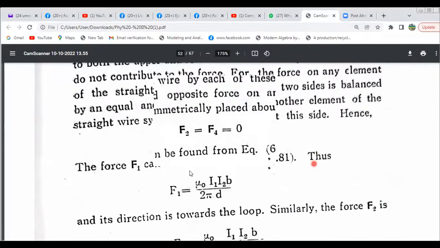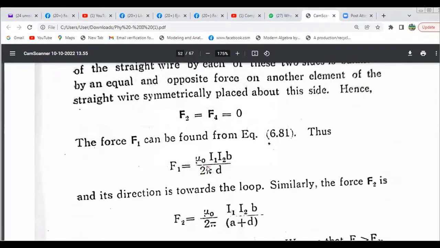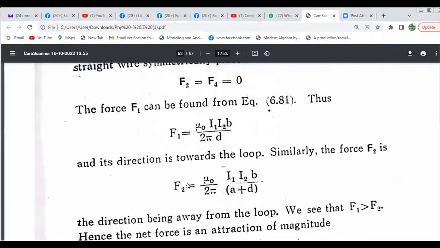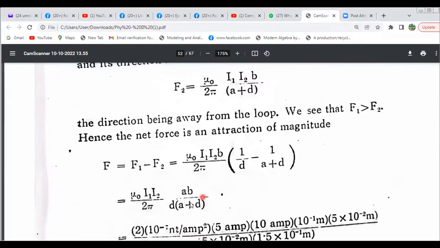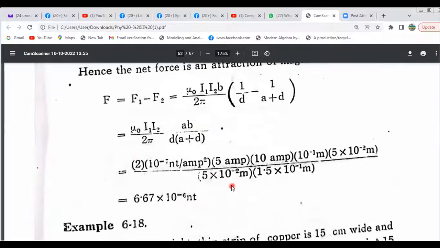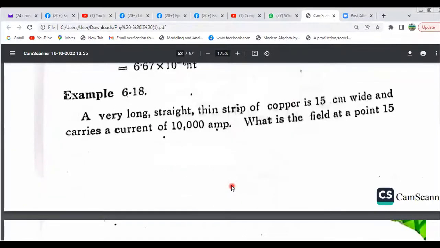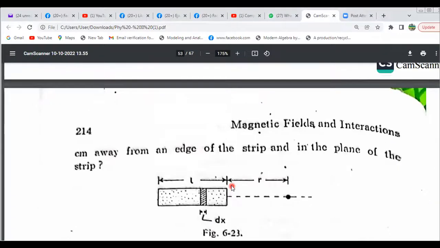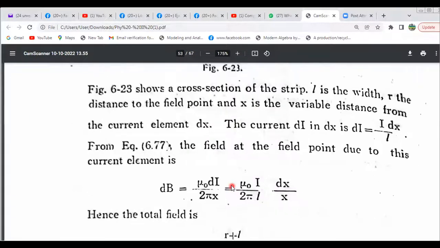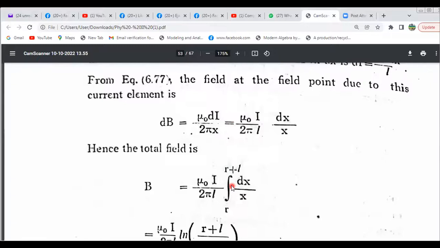The first force, for the first wire, will be mu naught I1 I2 b divided by 2 pi d. The second force will be mu naught divided by 2 pi, I1 I2 b by (a plus d), at a farther distance. Subtracting, we get the required force, and just putting the values, we get the result. Similarly, problem 6.18 will be homework for you. I hope everybody can do this.